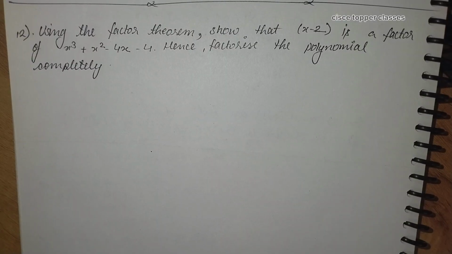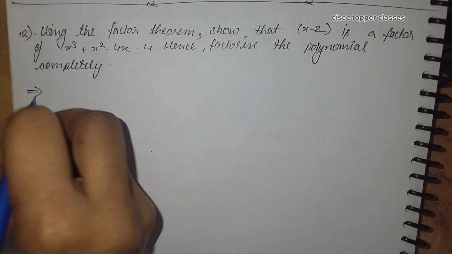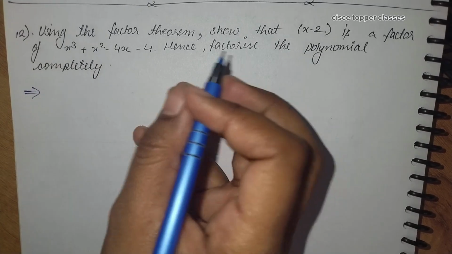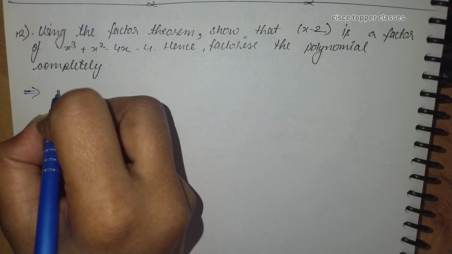Now let us solve question number 12. Using the factor theorem, we have to show that x minus 2 is a factor of this equation. Hence factorize the polynomial completely, it is written. So if we have to factorize it, firstly we will divide this part with x minus 2. So x is equal to 2, from there we can write.